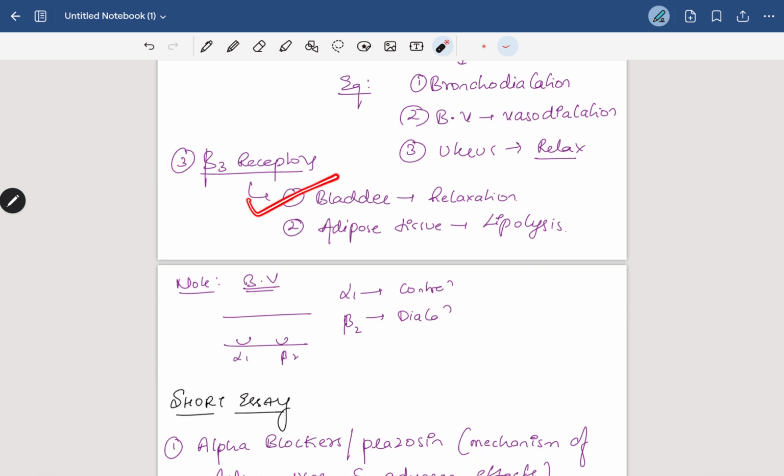Beta 3 receptor is present on bladder, and it is also present in adipose tissue. It is present on bladder, which helps in relaxation. It's present on adipose tissue, it helps in lipolysis.